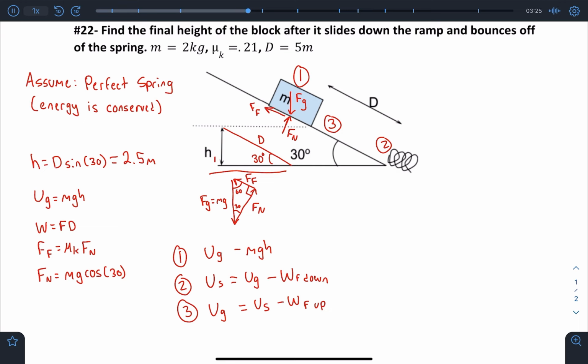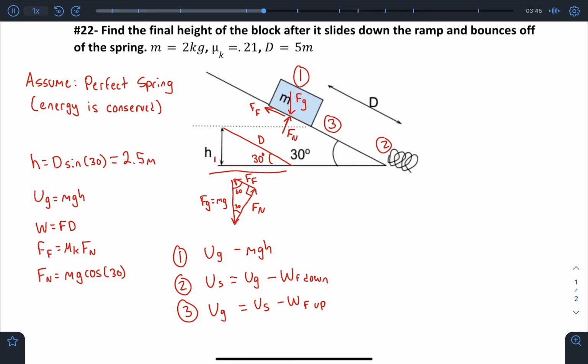One thing to note is that at each of these three points that we've chosen, the block is stationary. It is initially stationary. It is stationary at the very bottom of the ramp when the spring is fully compressed. And it is again stationary when it reaches the apex of its slide back up. And because of that, we don't have to worry about any kinetic energies in our conservation of energy equations.